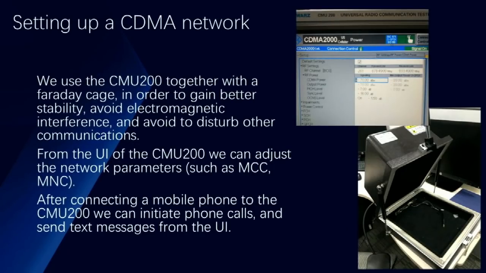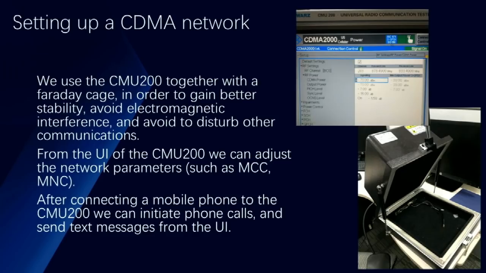We use this machine together with a Faraday cage, a shielding box, in order to gain better stability. We also use this cage to avoid any interference. You know that you cannot disturb any common communications in the air, otherwise you may break the law in many countries. So we have to do that.